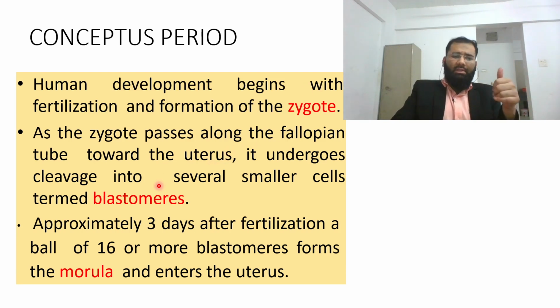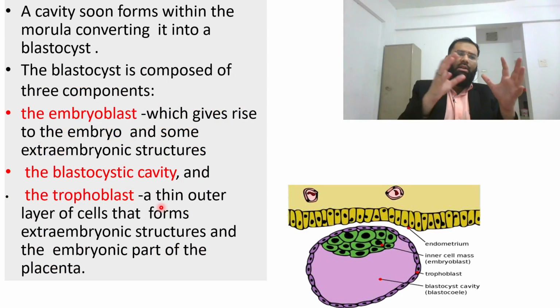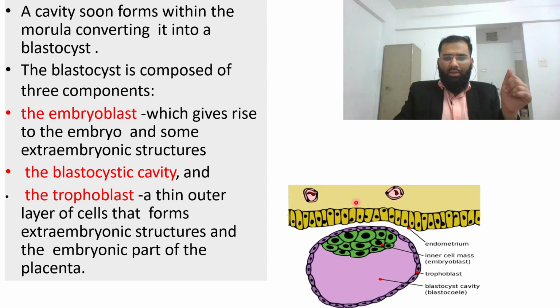This zygote divides into multiple blastomeres, and then forms a morula, then a blastula, and ultimately a cavity forms inside. Here you can see in this image the blastocyst which has come up for implantation. This cavity inside the blastocyst is called the blastocele. There is a bunch of cells over here, called the embryoblast or the inner cell mass. These cells form the embryo proper.